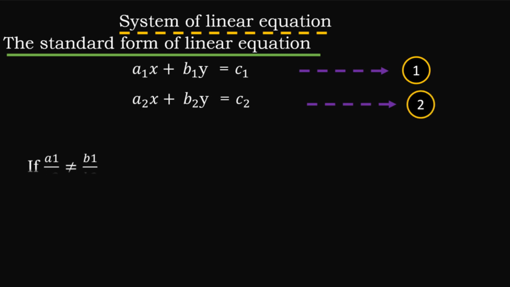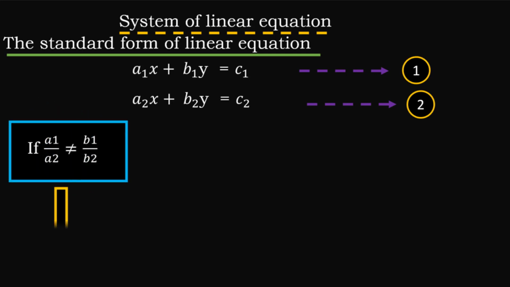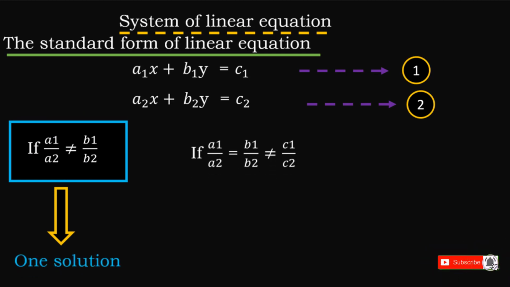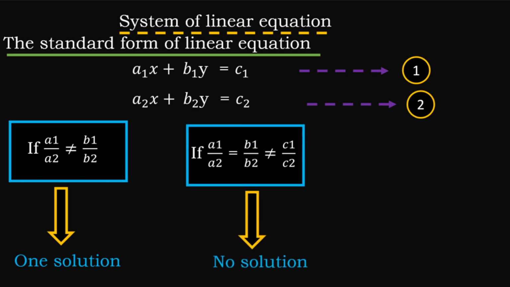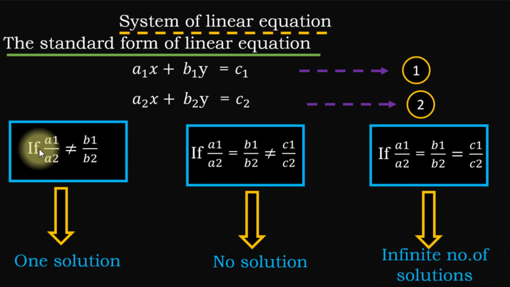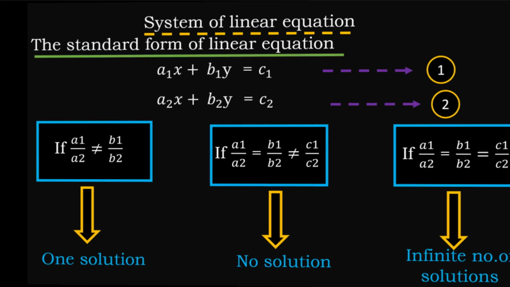This is the second. If a sub 1 over a sub 2 is not equal to b sub 1 over b sub 2, we will deduce that we have just one solution. Second, if a sub 1 over a sub 2 is equal to b sub 1 over b sub 2, but not equal to the ratio between the two constants, we will deduce that we have no solution. But if the three ratios are equal, we will deduce that we have an infinite number of solutions. So don't forget these rules.